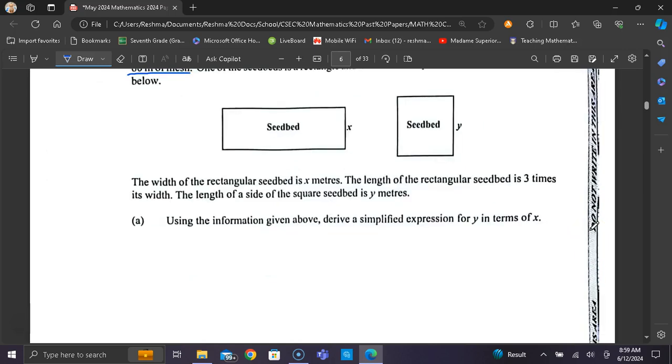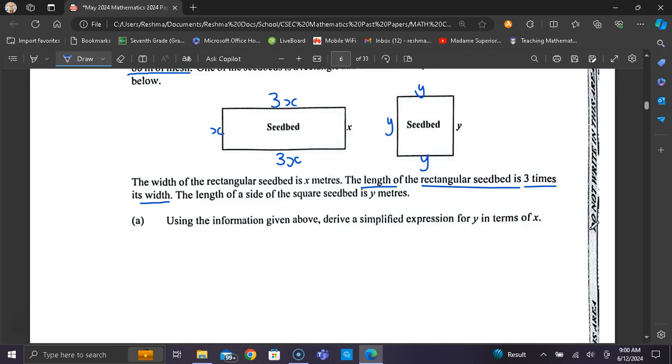Okay, so we have a lot of information here. So let's look at the rectangular seedbed. We're given that the width is x meters, and they said that the length of the rectangular seedbed is 3 times its width. Okay, so therefore if the width is x, then the length will be 3x. The length of the side of the square seedbed is y meters. Since it's a square, all the sides would be y meters. Let me just put in the remaining sides in the rectangular seedbed.